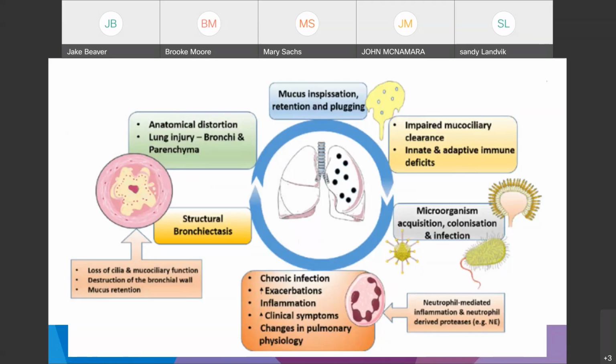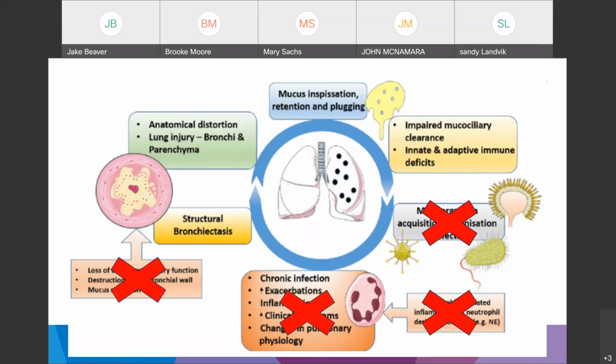So part of why we treat positive cultures is to break this cycle. So we treat the microorganisms, which then impairs the white blood cells from coming in. You don't get that increased inflammation from the white blood cells breaking down, and hopefully you prevent the destruction of the airway wall and stave off the development of bronchiectasis and the progression of lung disease.